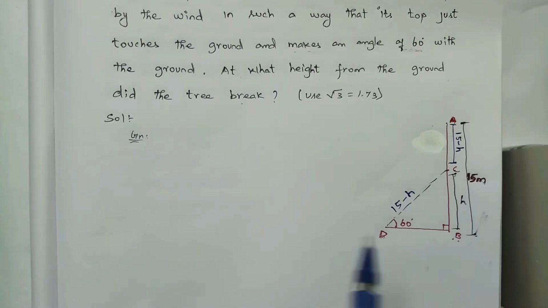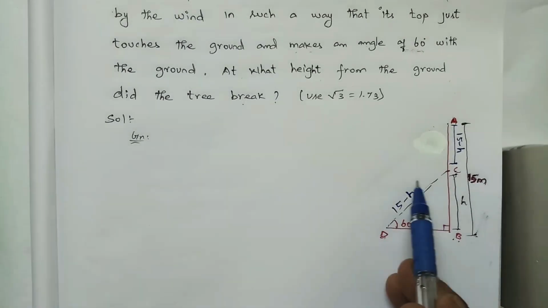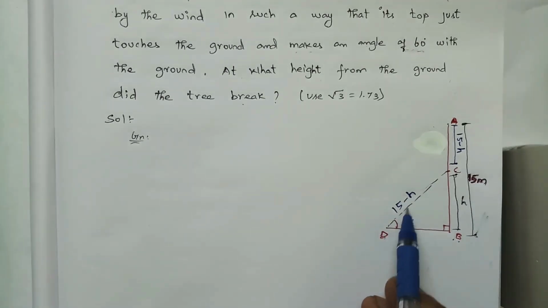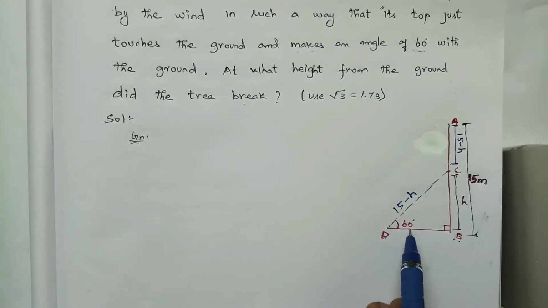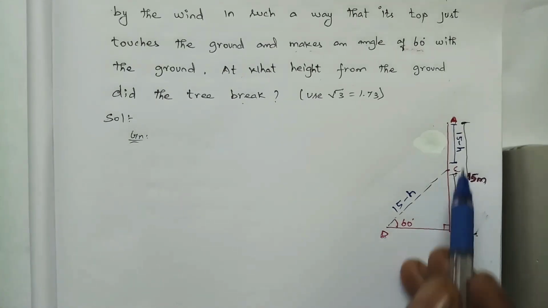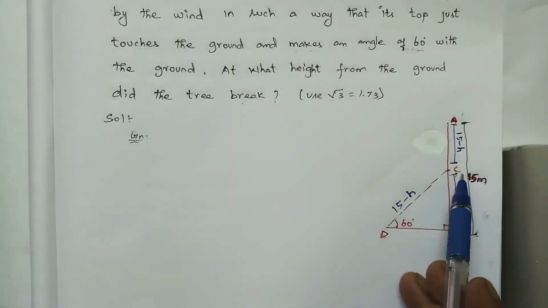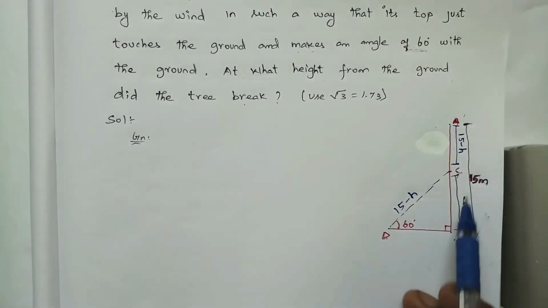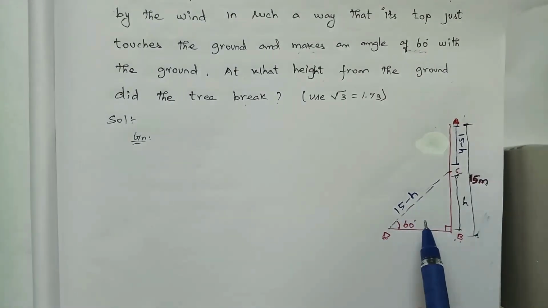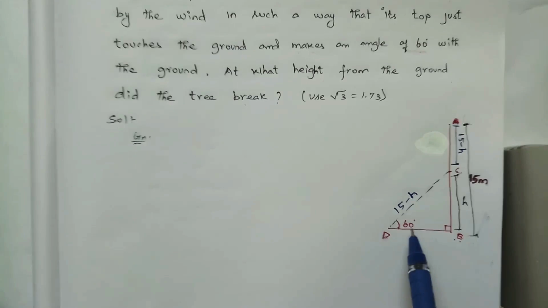H, right? Why am I finding this value 15 minus H? Among the three sides, we want to know one side and one angle. If you know only one angle alone, we can't find any sides. But we know the total height of the tree. From that we are finding the one side with the same variable. That's not a problem, right? With the same variable we can find.